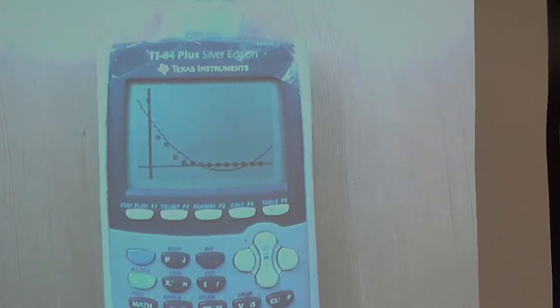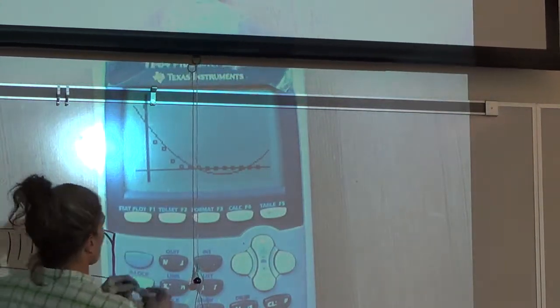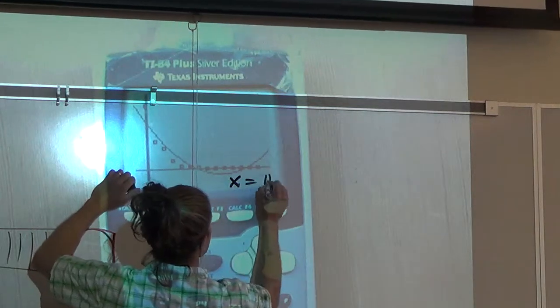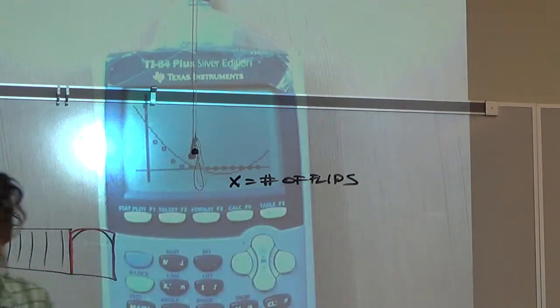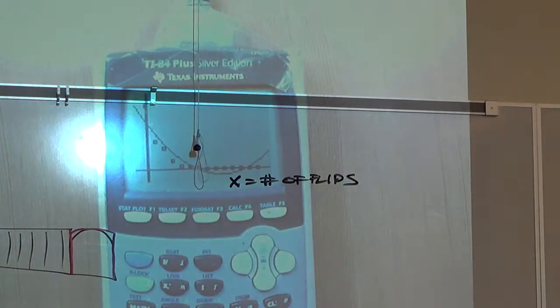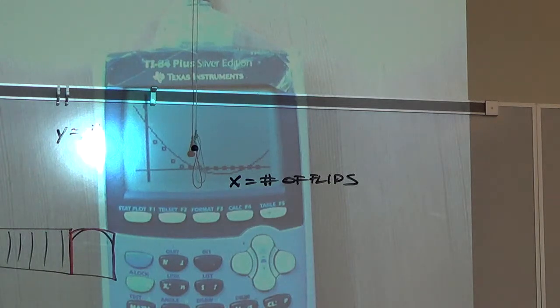X is, let's draw this on the board. This right here is number of flips, correct? That's the number of flips. What's on the vertical? What are we actually looking at on the Y there? Number of heads. Number of trials where we saw that many flips.